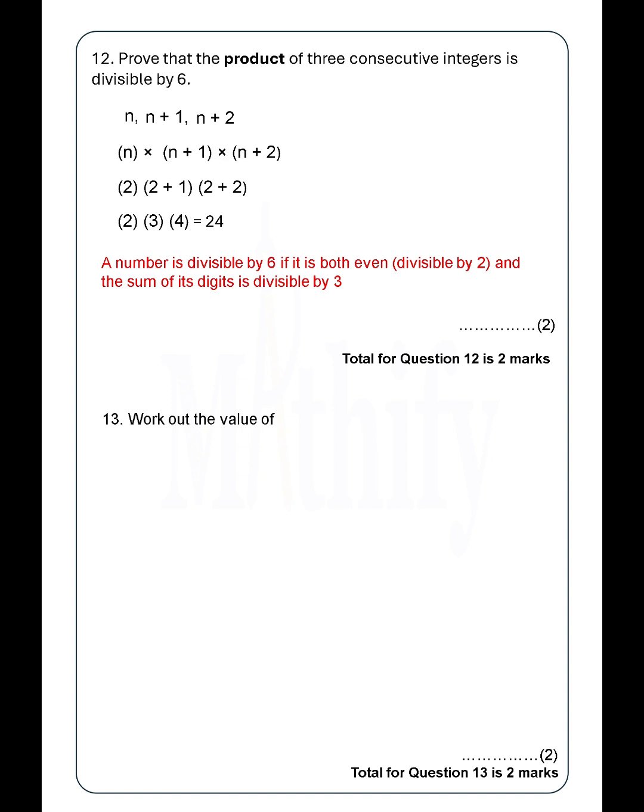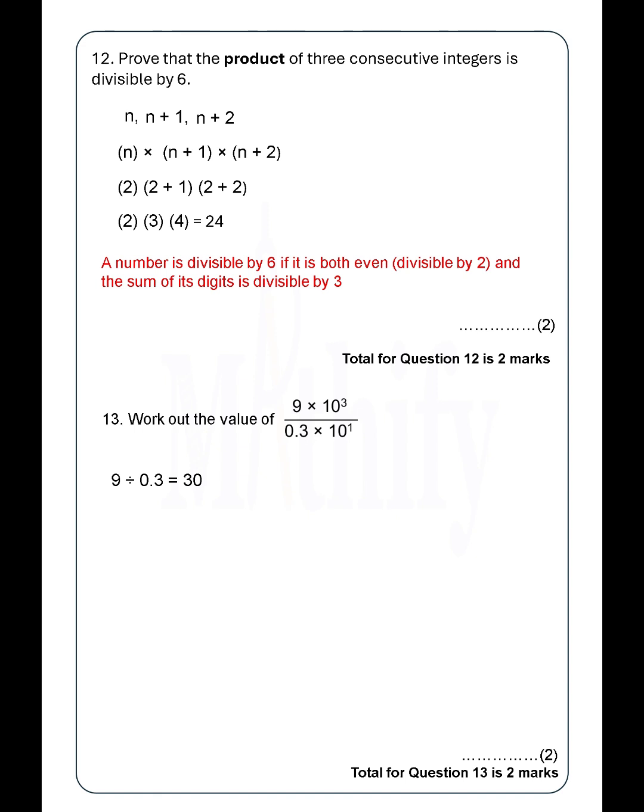Question 13. Work out the value of 9 times 10 to the power 3 divided by 0.3 times 10 to the power 1. This topic is standard form, so we can break it into two parts. We could do 9 divided by 0.3 and 10 to the power 3 divided by 10 to the power 1. Now 9 divided by 0.3 is equal to 30. 0.3 can be written as 3 out of 10. So 9 divided by 3 out of 10, keep change flip, 9 times 10, which is 90. 90 divided by 3 is 30.